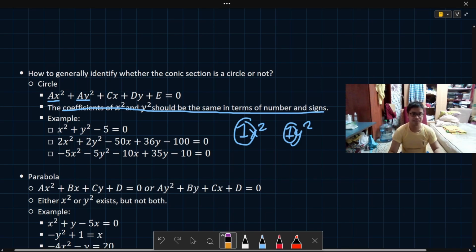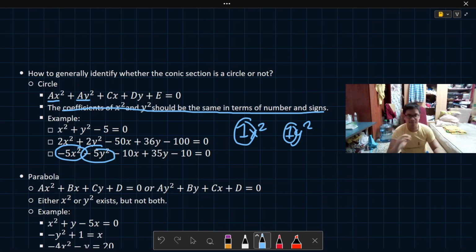Now lastly, we have negative 5x squared minus 5y squared. Take a look. Negative 5x squared, negative 5y squared. So the same number, 5 for x squared, 5 for y squared, and both of them are negative. So it is a circle. So remember, for a circle, the coefficients of x squared and y squared should be the same in terms of number and signs. That's it.